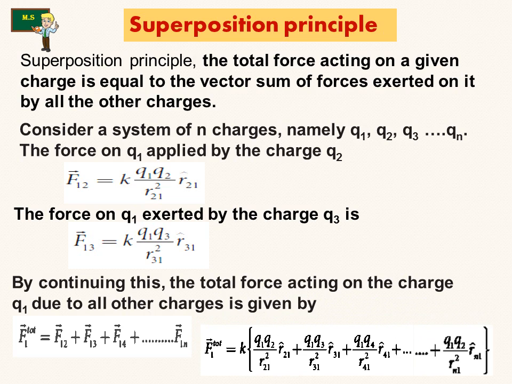Therefore, if you substitute the values of F12 and F13, we can have F1 total is equal to K into, we take K common, Q1 Q2 divided by R21 square into R21 cap plus Q1 Q3 divided by R31 square into R31 cap plus Q1 Q4 divided by R41 square into R41 cap plus till it moves to Q1 Qn divided by Rn1 square into Rn1 cap.